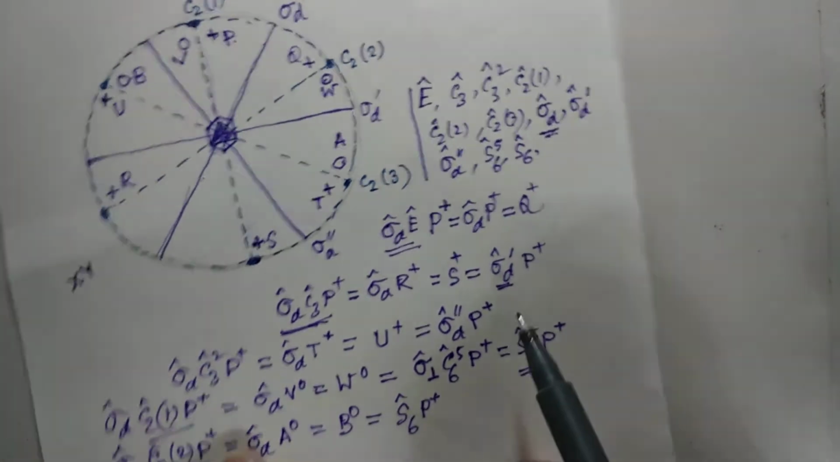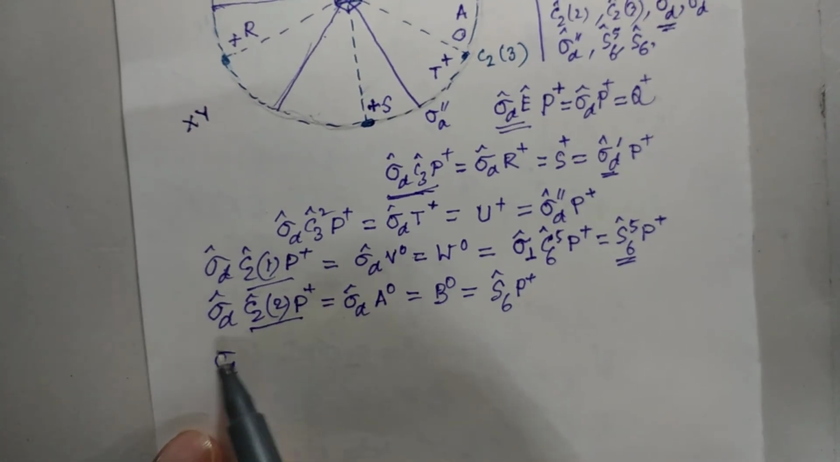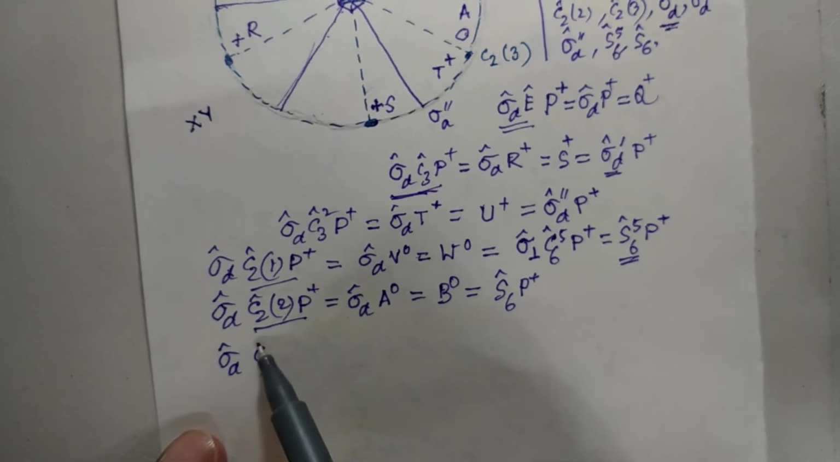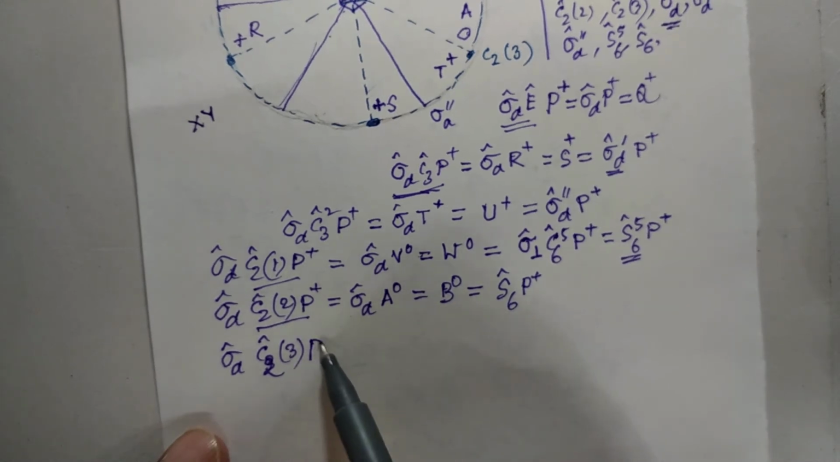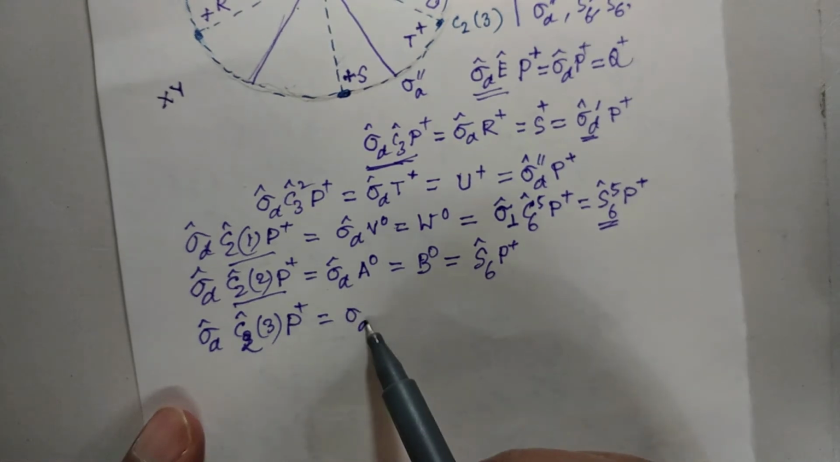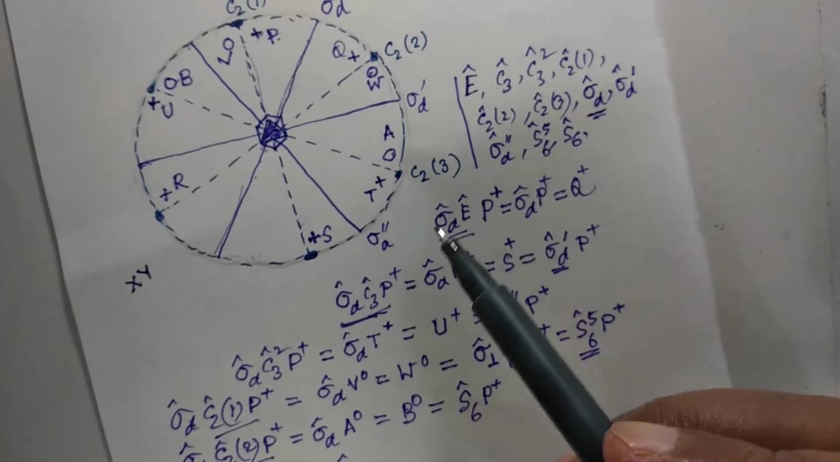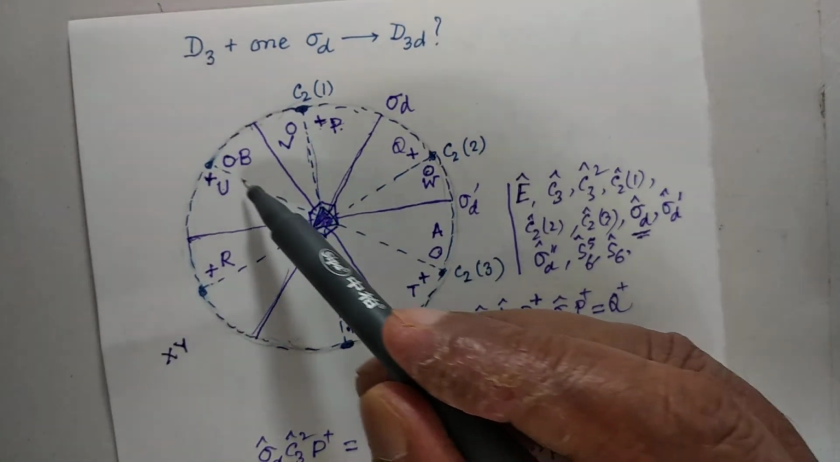S6 operation. Then we have to multiply sigma d with C2 3 and see the result on P plus. We will find sigma d times P plus upon C2 3 rotation. C2 3 line is this. C2 3 line is this.